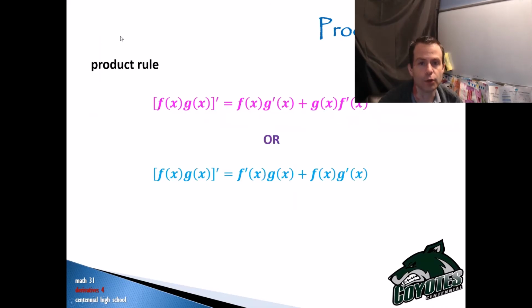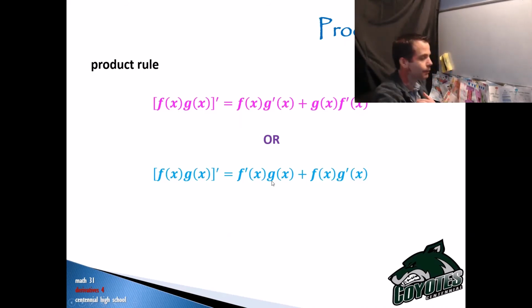And so we have arrived at the product rule. The product rule says the derivative of f of x times g of x equals f of x times the derivative of g of x plus g of x times the derivative of f of x. Or another way to say that is the derivative of f of x times g of x plus f of x times the derivative of g of x. They mean the same thing, right? All I've done is reverse the order here and put that in front.